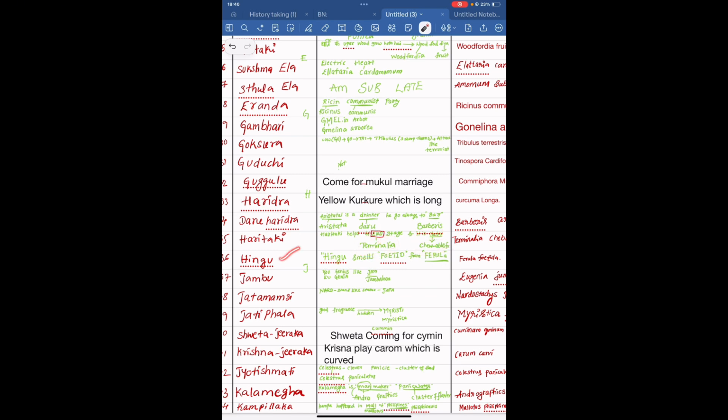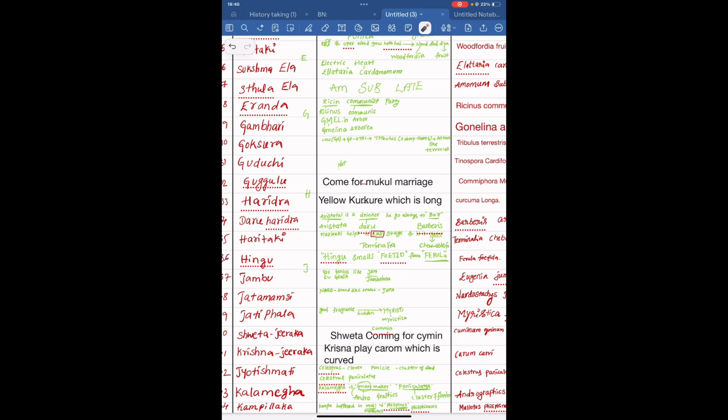Then Hingu. So Hingu smells: Foetida from Ferula. Here the reason I used the word "from" is that you may forget which of Foetida or Ferula has to be written first. So Foetida from Ferula gives a sense that we need to write Ferula first and then Foetida. Ferula foetida is the botanical name of Hingu. Simple.